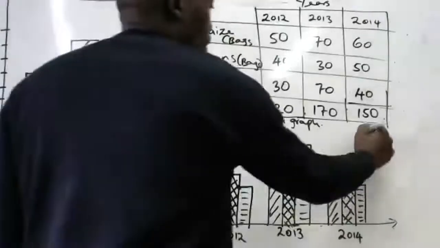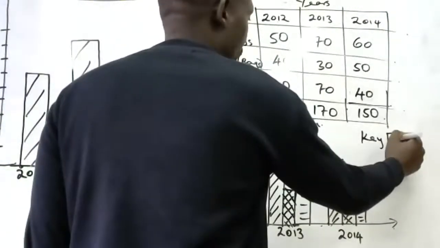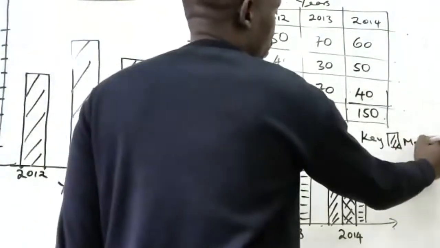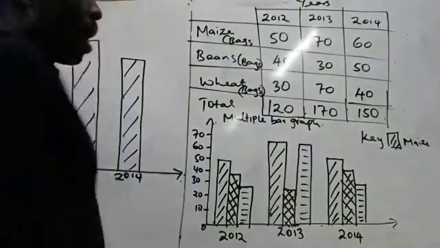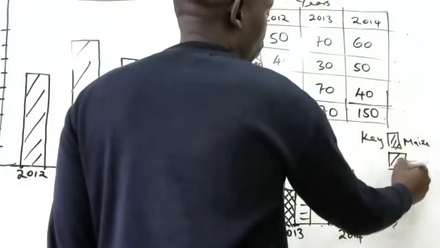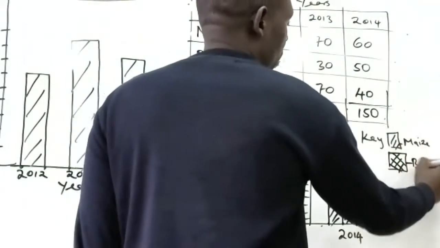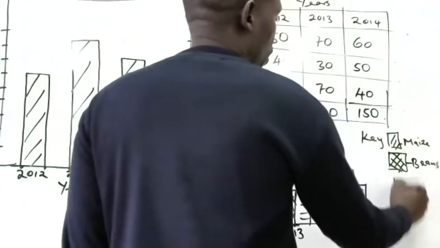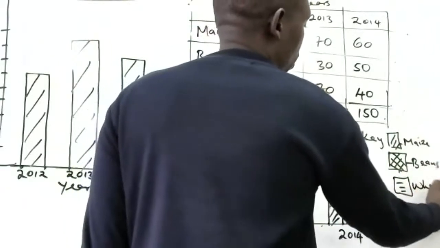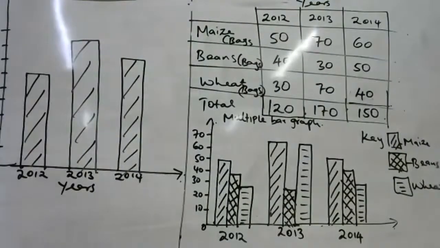Once you have done that, it is advisable for you to have a key. You can have here what we call the key. You say those bars that are shaded like that represent maize. The bars that are shaded like this represent beans. And those that are shaded like this are for wheat. That is how we come up with a multiple bar.